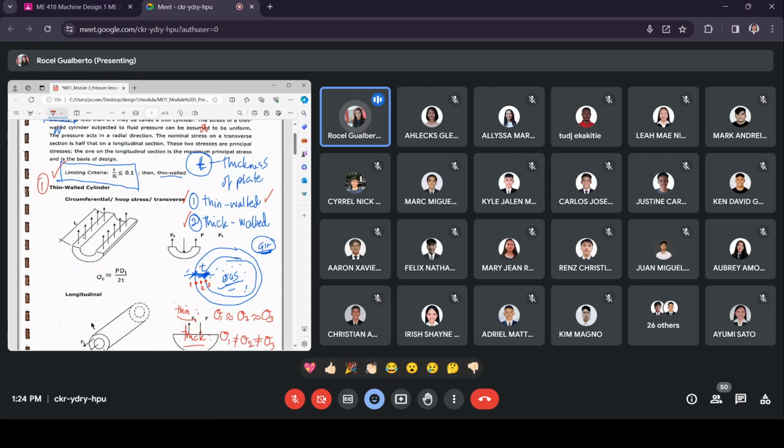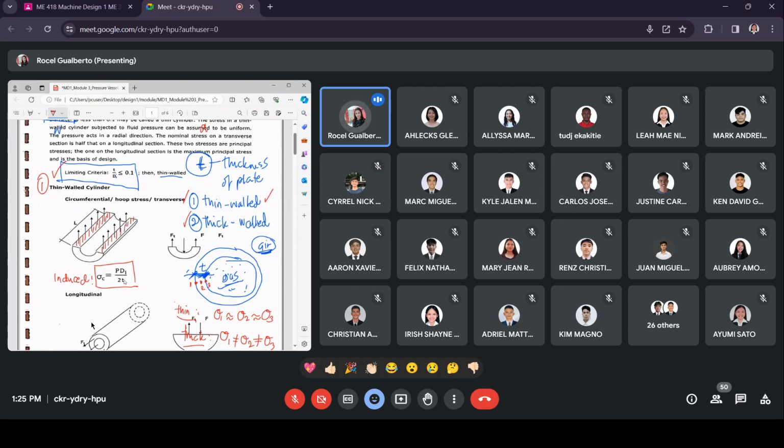Here are the forces that are applied, and this is simply the thickness of the plate, the thickness of the cylinder. With that, we come up with our induced stress. The induced stress is the circumferential stress, sigma sub c, equal to PD over 2T. This is the circumferential stress that is obtained when you cut the cylinder this way.